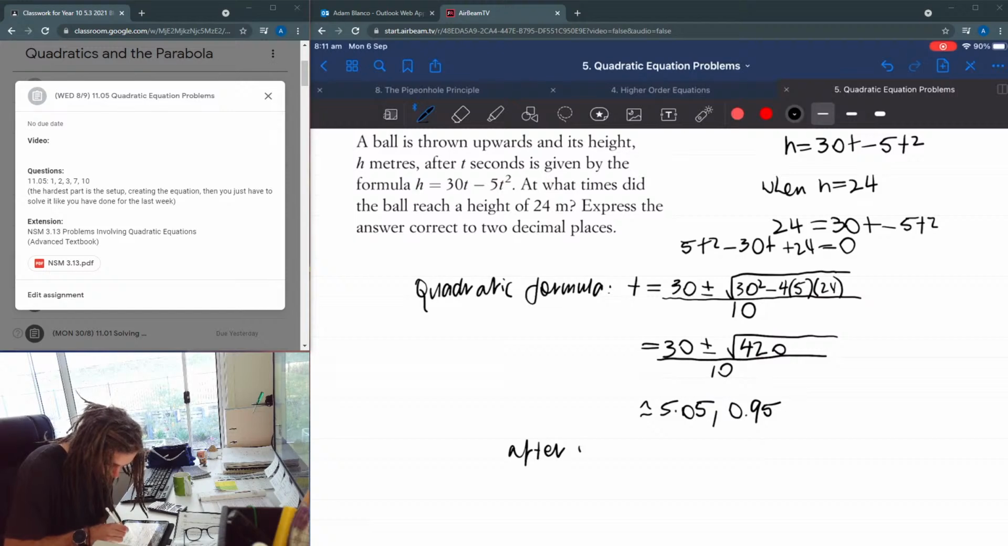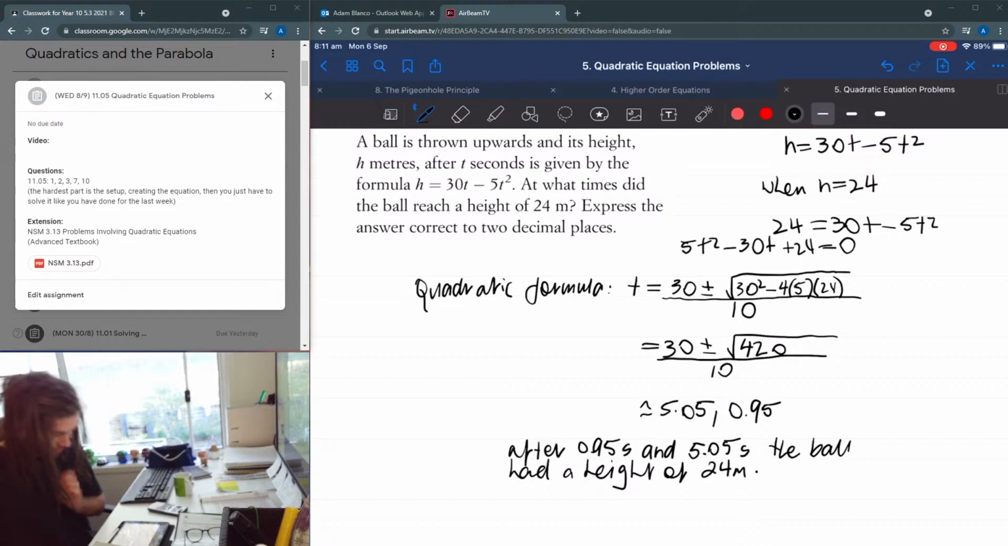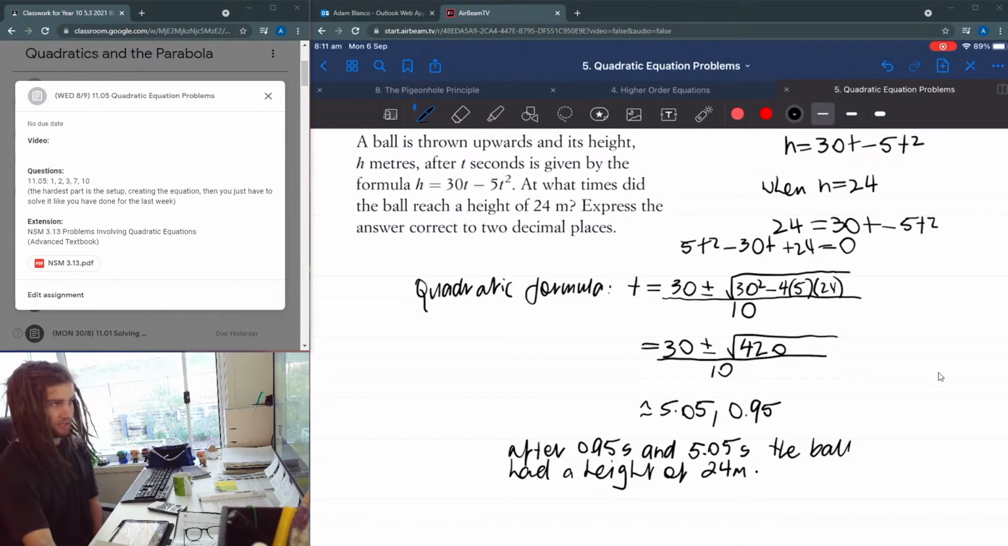Anyway, this is a word problem, which probably needs a word solution. After 0.95 seconds and 5.05 seconds, the ball had a height of 24 meters. I hope that made sense. I feel like I rambled a bit, but I think it's kind of interesting.